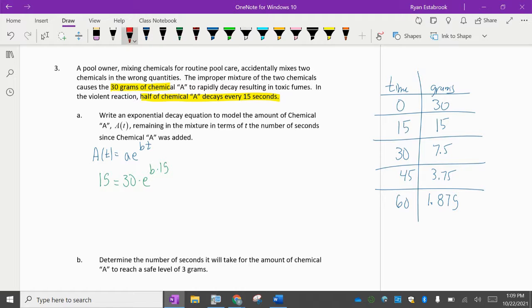And we've done a few of these problems. The goal is to get to b. What's the first thing you would do to both sides to start getting b by itself? Divide by 30, because that gets us closer to b by itself. Divide both sides by 30. 15 divided by 30 is 0.5. And it's no coincidence that this number comes out to 0.5 or 1/2, because half of the chemical is decaying. That's why this is really 1/2 right here. That equals e to the 15b.